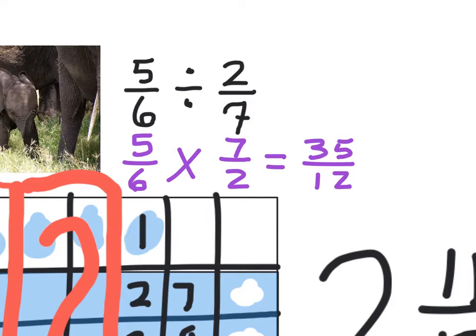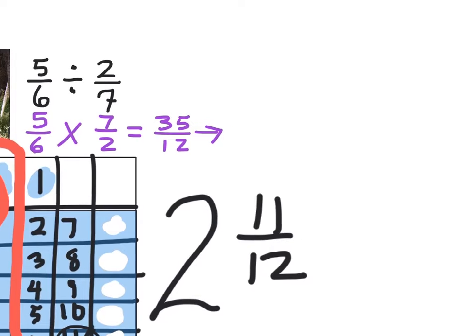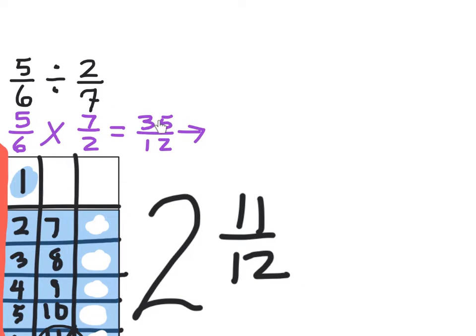And bam! And now, as you notice, this is a top-heavy or improper fraction, which means I can convert this into a mixed number. Well, let's go ahead and do that right now. Think of fractions in 3 ways: 35 twelfths, 35 out of 12, or in this case, 35 divided by 12. So let's go ahead and do that right now. And I got 35 divided by 12, right?